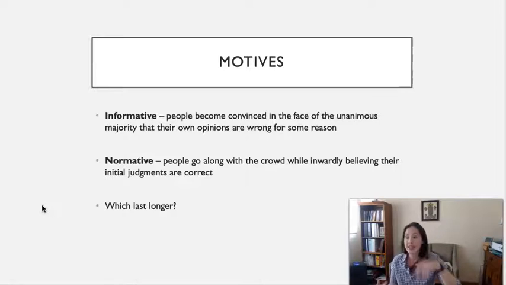And so the next time you go to GLAR, what are you going to do? You're going to do that same thing again because you think this is the right way to do it. Normative social influence, when the people that you're conforming to are gone, you're going to stop doing it because you don't think they're right. You just didn't want to look weird. So informative lasts longer.